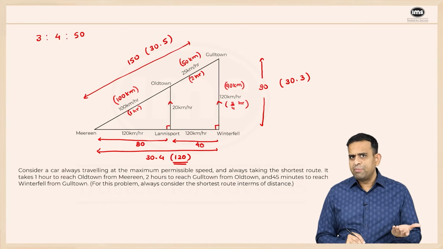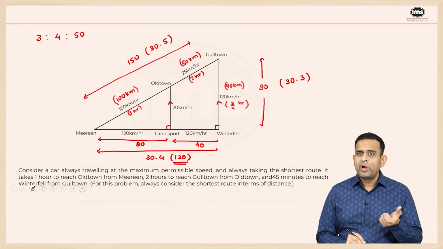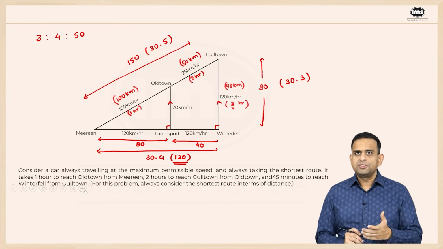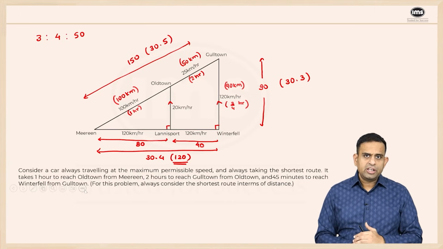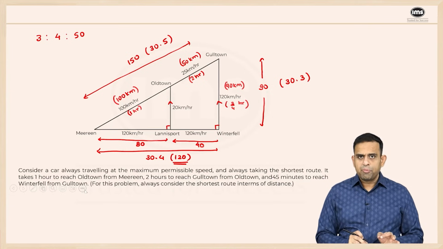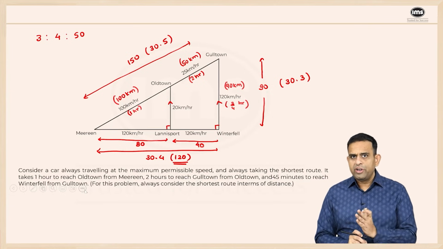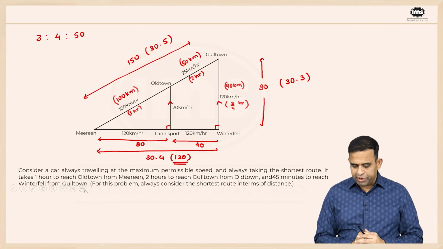You could also take a variable if you want to. They are going to be 2x and x. So 2x plus x becomes 3x, which is equal to 120. So x becomes equal to 40. Hence, Marine to Lannisport becomes 80 and Lannisport to Winterfell becomes 40 kilometers.